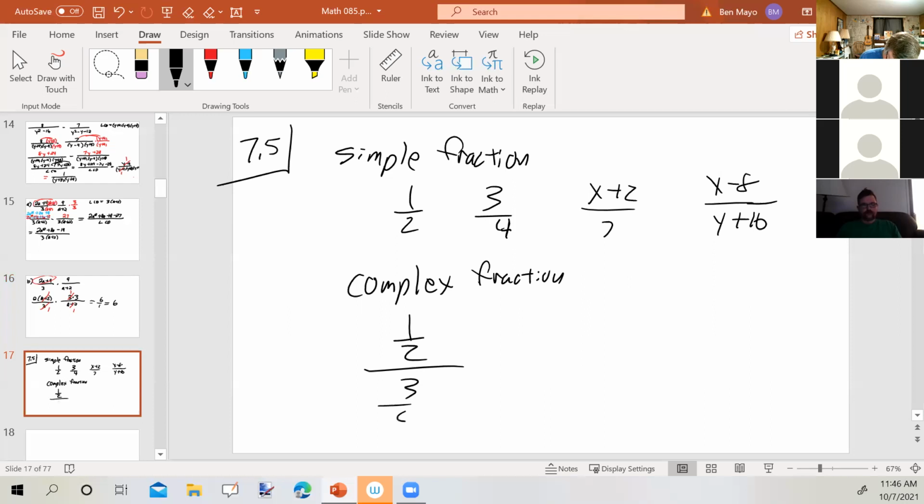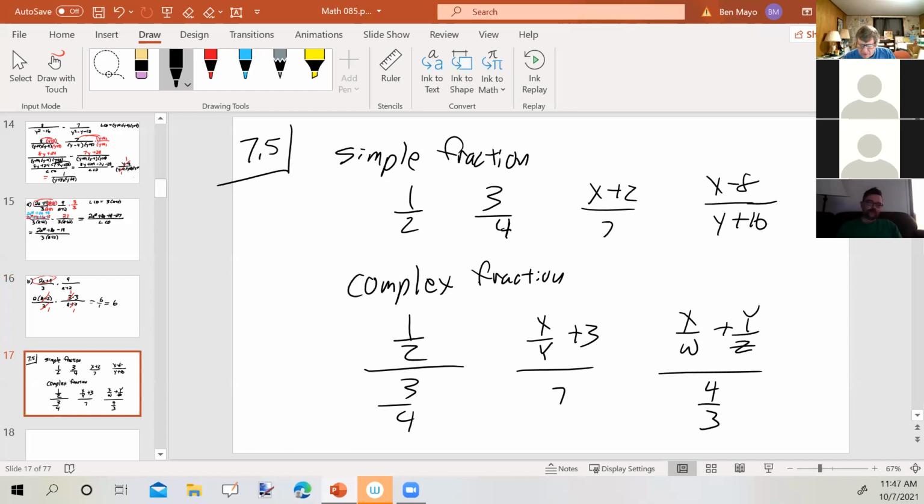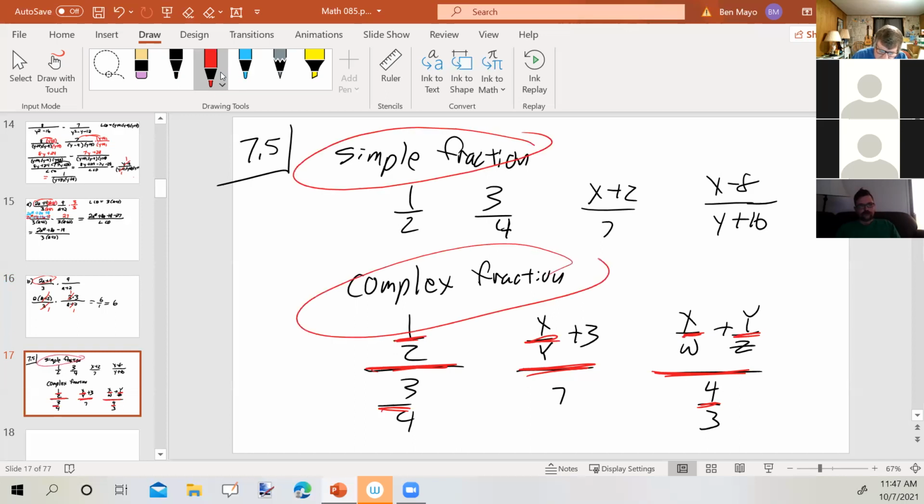1/2 divided by 3/4. x over y plus 3 over 7. x over w plus y over z, all over 4/3. These are all complex fractions in that you not only have the main fraction bar, but you have at least one other fraction in the numerator or the denominator of the bigger fraction. Okay, so simple fractions, complex fractions.